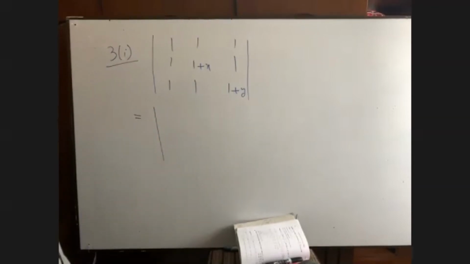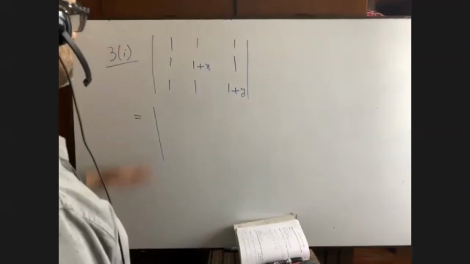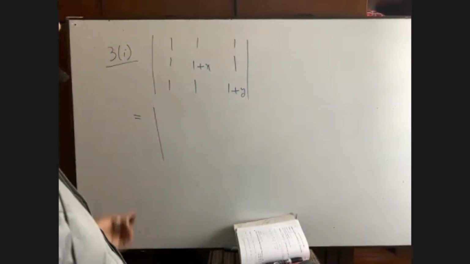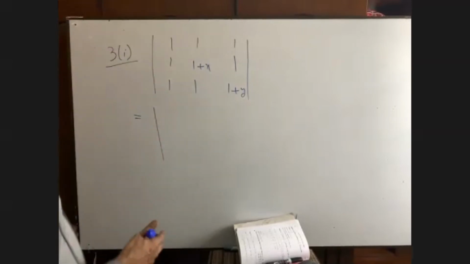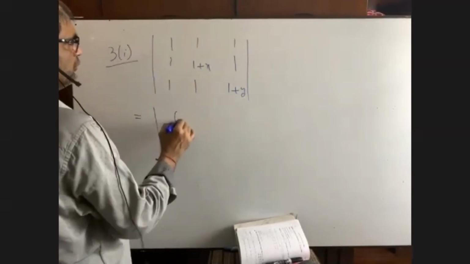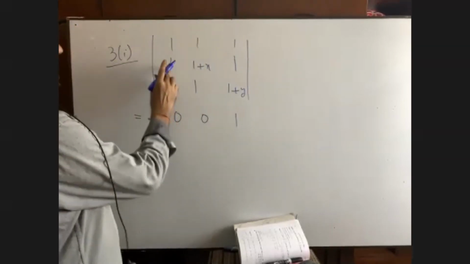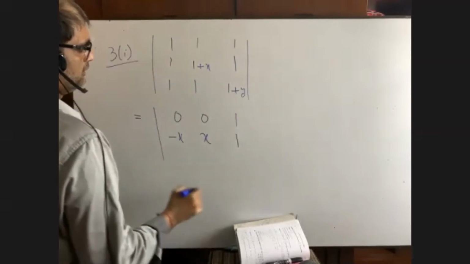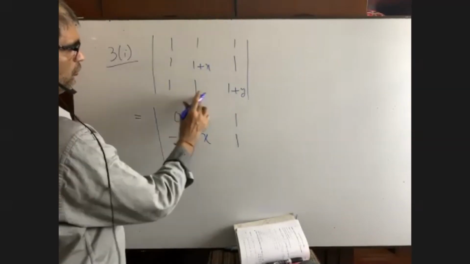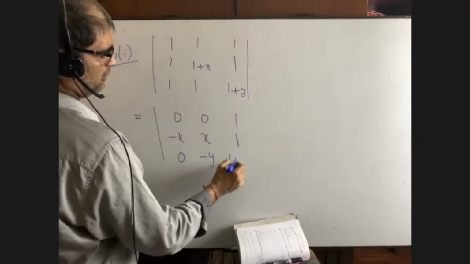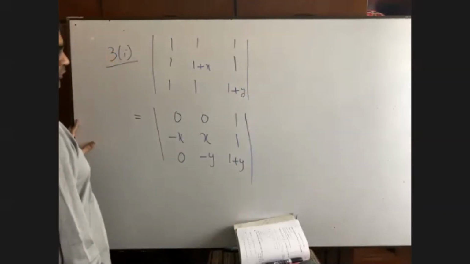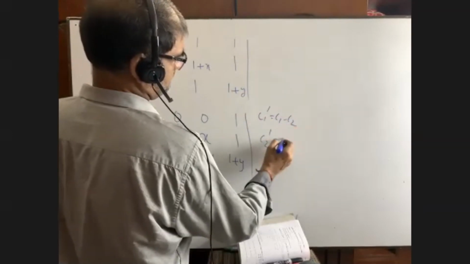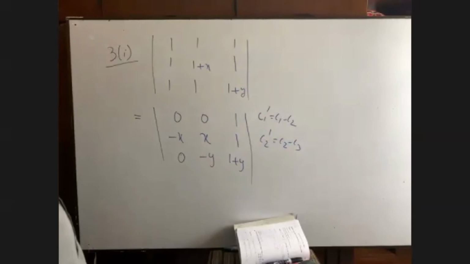We can do this math in 3 ways. Number 1, subtracting from row to row. Second, subtracting from column to column. Third, by expanding. Okay, so we are going to subtract 0 0 1. Then 1 minus 1, that is minus x. It is only x. It is 1. 1 minus 1 is 0. 1 minus this, minus y. This is 1 plus y. What I have done is column to column subtraction. Now please do it. It is done.